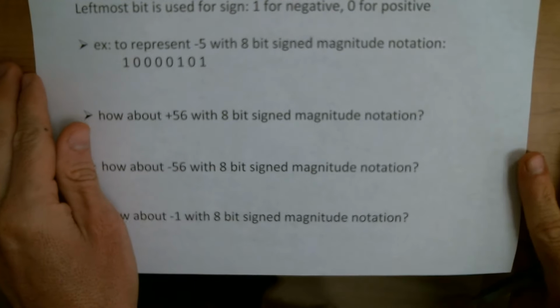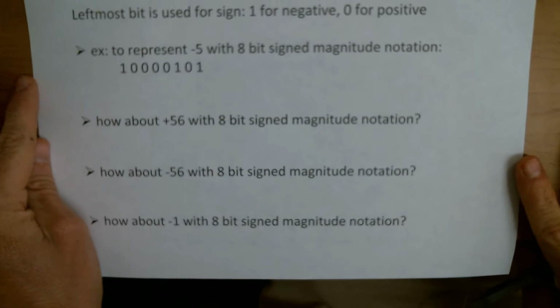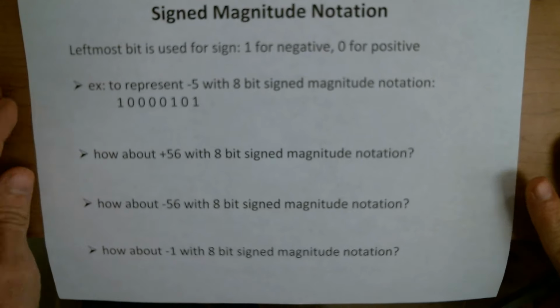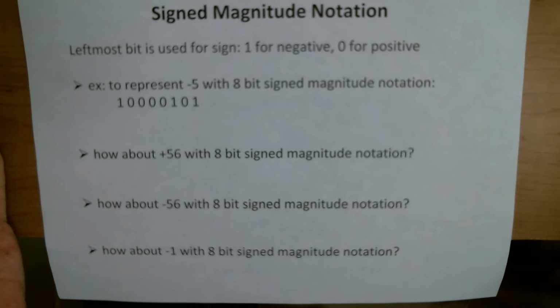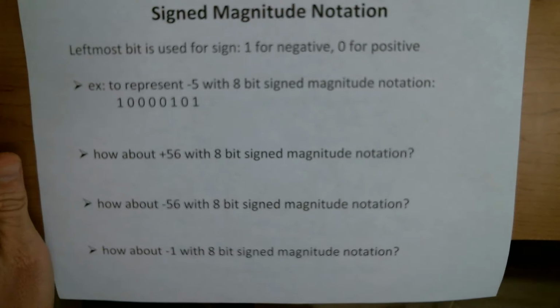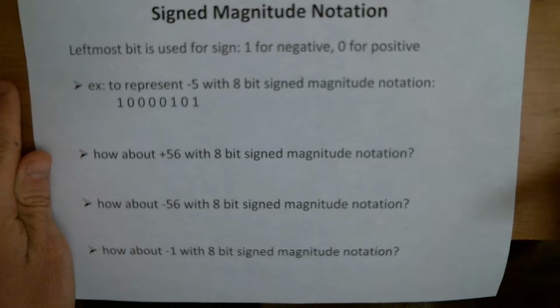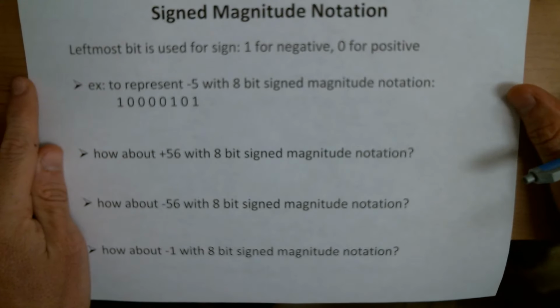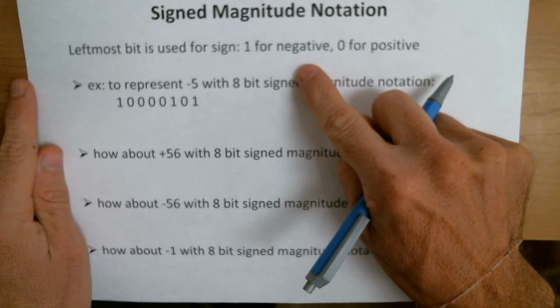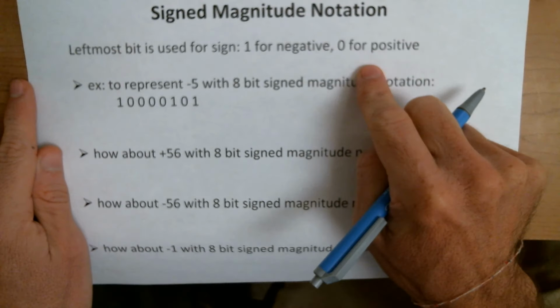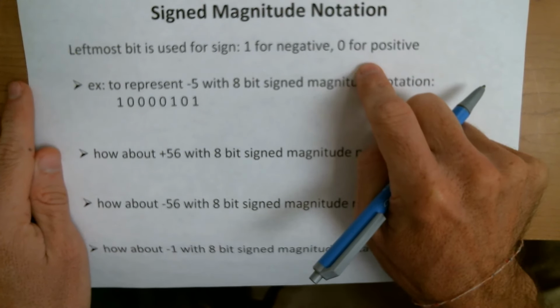Now, one of the ways that computers can represent negative numbers is called sign magnitude notation. It's not the only way. When you read the chapter on this material, you're going to see it talk about 2's complement and things like that. But what you're going to be responsible for in this class is sign magnitude. In sign magnitude, we just use the leftmost bit for the sign. A 1 represents a negative number, and a 0 represents a positive number.